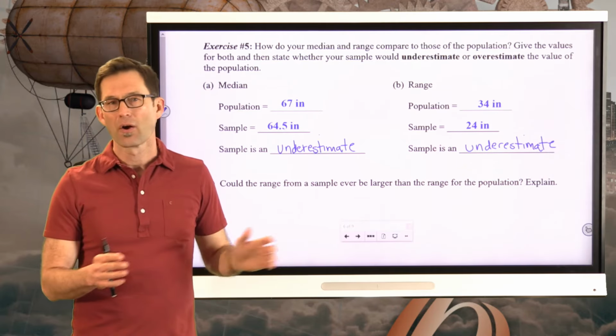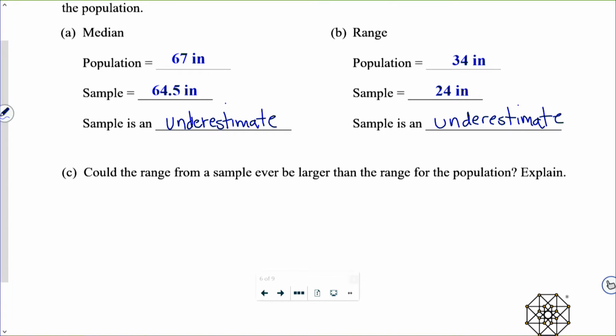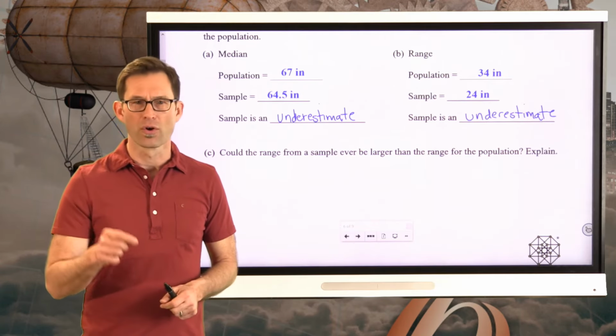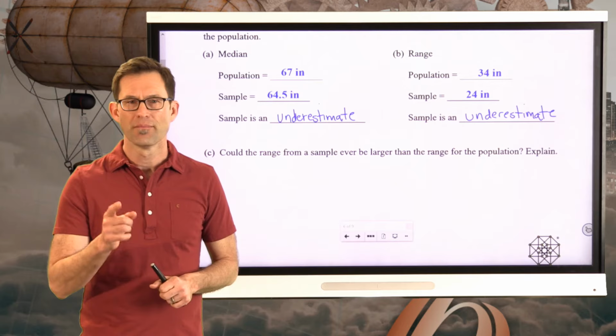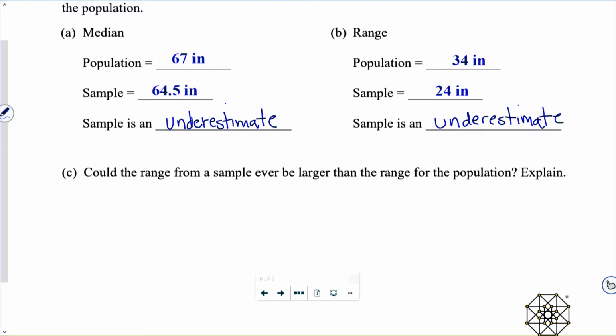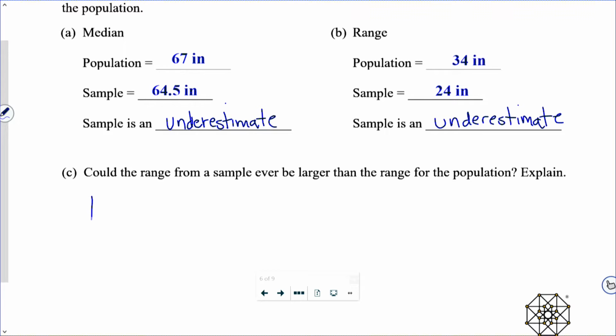Now again, we'd like to be able to use our sample statistics in order to talk about our population statistics, but consider this question in letter C. Could the range from a sample ever be larger than the range for the population? Explain. Could it ever be an overestimate of the range of the population? Pause the video now and consider that very important question. Absolutely not. Now, that has nothing to do with the median. We're just talking about the range.